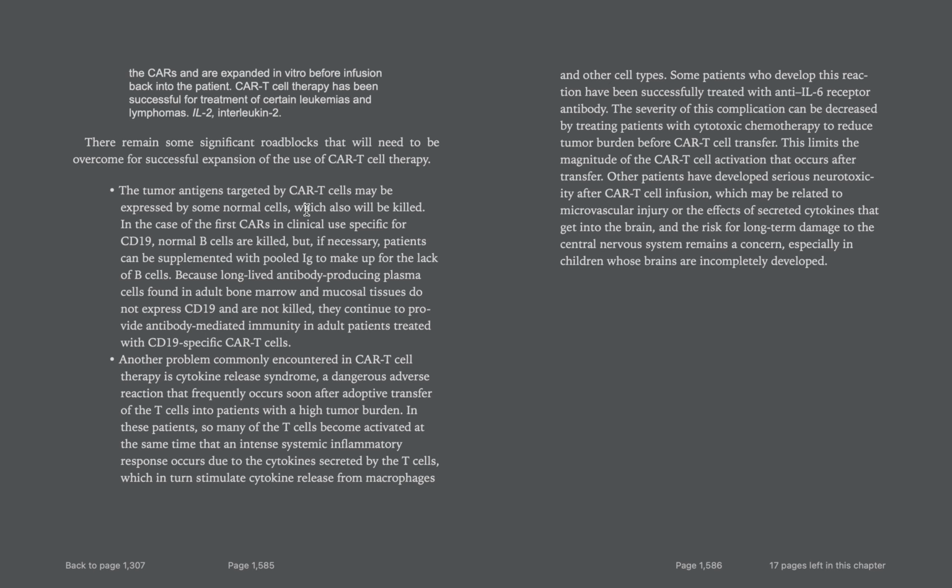Other patients have developed serious neurotoxicity after CAR T cell infusion, which may be related to microvascular injuries or the effect of secreted cytokines that get into the brain, and the risk of long-term damage to the central nervous system remains a concern, especially in children whose brains are incompletely developed.